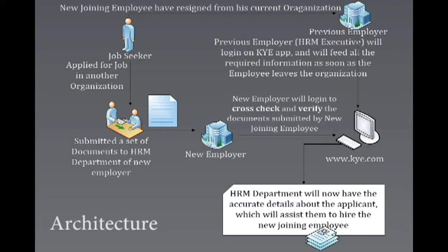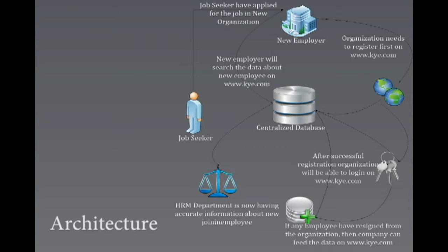Step third, a job seeker has applied for a job in a new organization. Step fourth, the applicant has submitted a set of documents to the HRM department of the new employer. Step fifth, the new employer will log in on the Know Your Employee app to verify the documents submitted by the new joining employee. Step sixth, the HRM department will now have the accurate details about the applicant, which will assist them to hire the new employee.